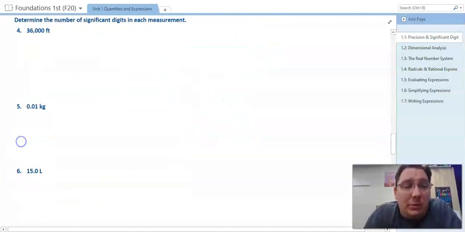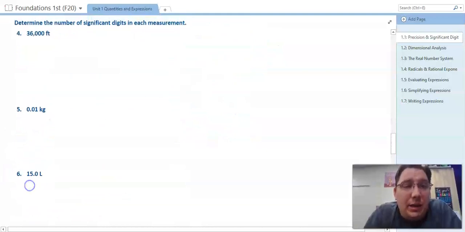Okay, so that's where we're at. So let's look at a couple examples here. You've got 3 examples here. Determine the number of significant digits in each measure. So pause the video for a second, try these 3, and then come back.